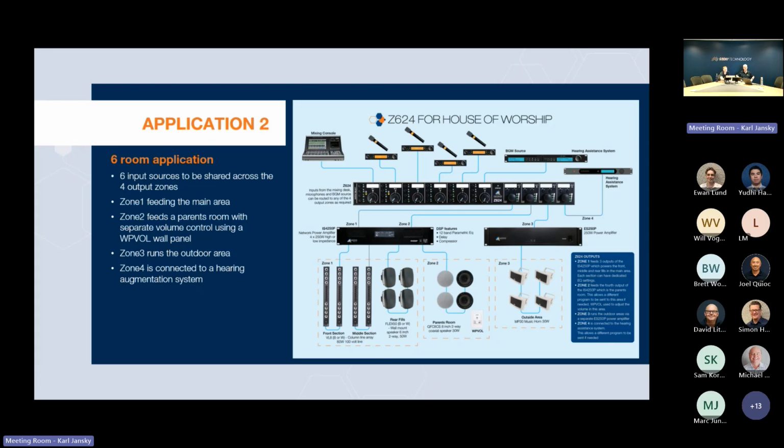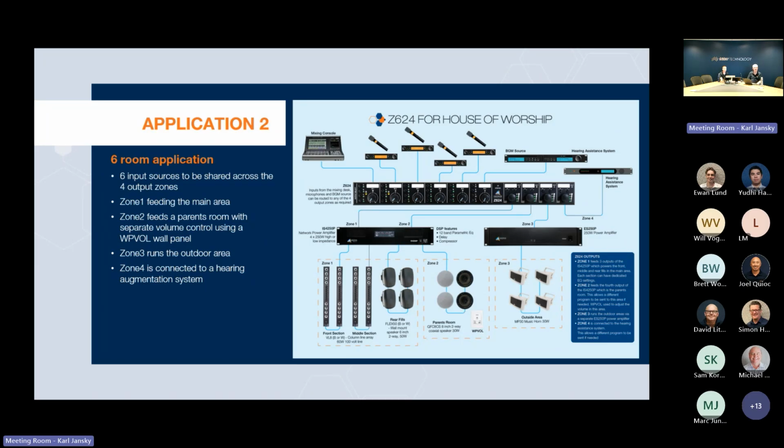Moving on to the next one, takes it a little step further. This is a suggested configuration for a house of worship church type install. You've got multiple microphones going in there, 4 wireless mics throughout the installation, a BGM source, and a mixing console going in there too if they do have live music in the venue. Going out to 4 zones.